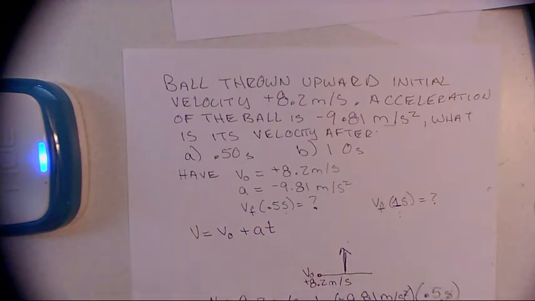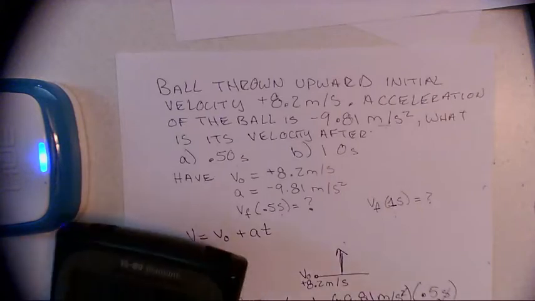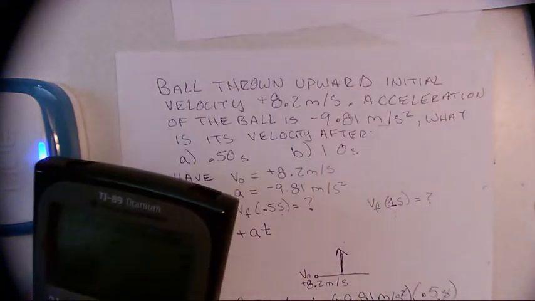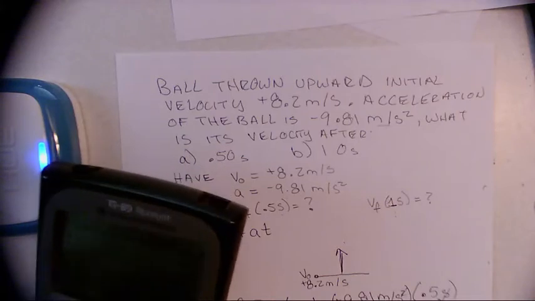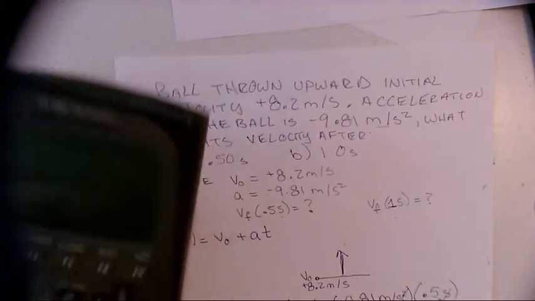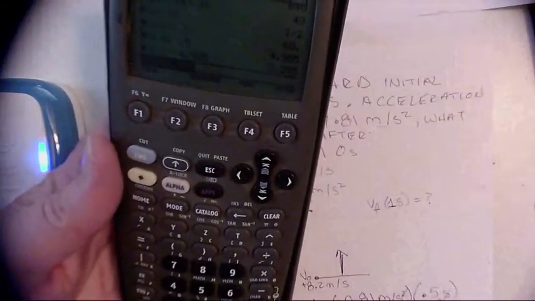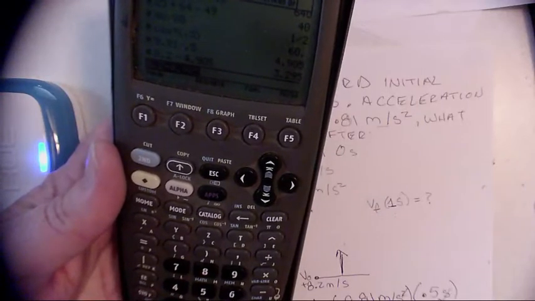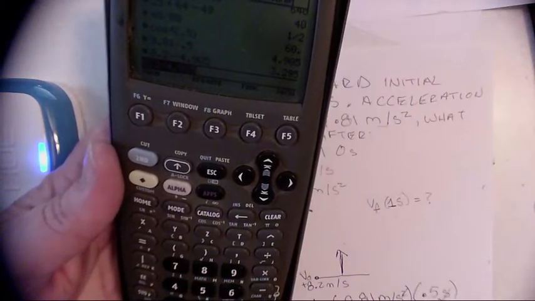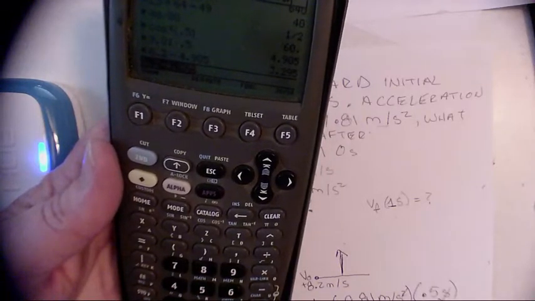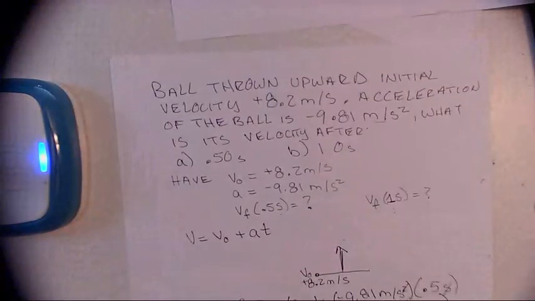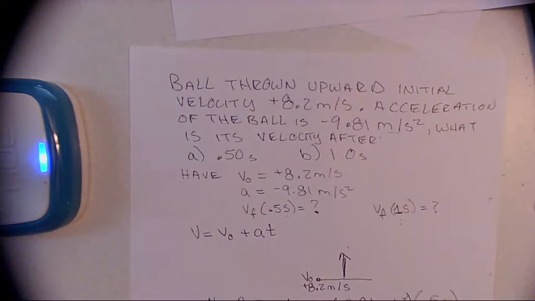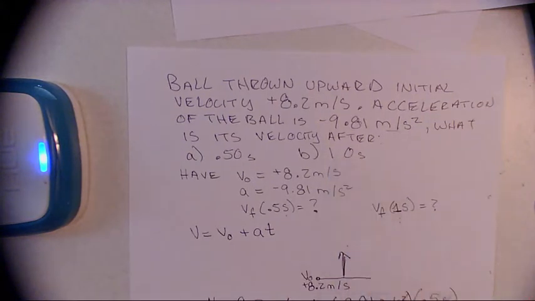But meanwhile, we need to add these two. So I have 8.2 minus 4.905 equals 3.295 meters per second, which is 3.30 meters per second. Okay, so we're still going up. Our speed is still in the positive direction. That means we're still going up. We haven't started decreasing yet.